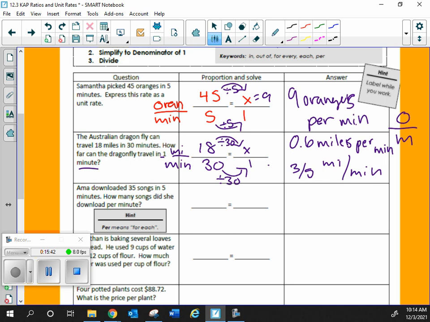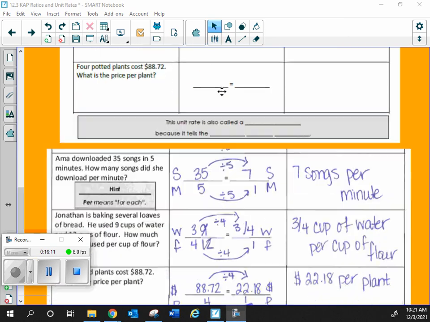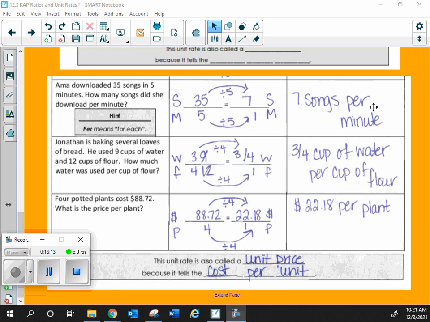Very good. All right. So this last one, I think it's just what I've been talking about. She downloaded 35 songs in 5 minutes. How many songs did she download per minute? So again, reading, sometimes they tell you the units in the problem. It says songs per minute. So that means when I set it up, it's going to be songs per minute. Y'all good with that? Okay. Finish the page. All right, here are the answers to those 3 questions.